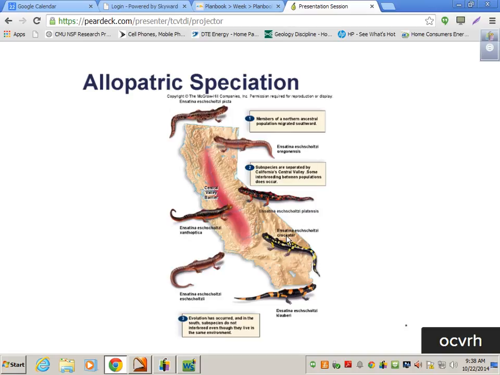Separates them. That's kind of a similar barrier that creates different races of people too, right? If you think about it, continents separating, okay? We become slightly different over millions of years.